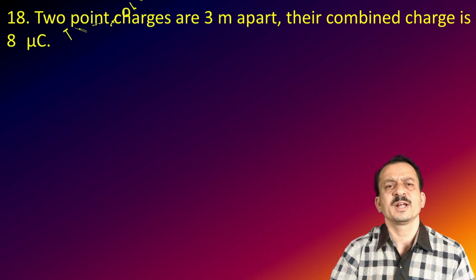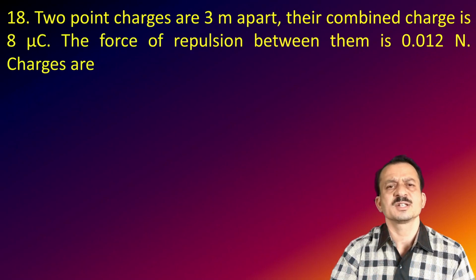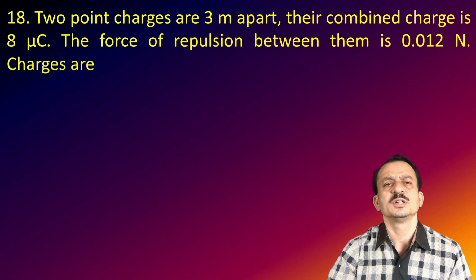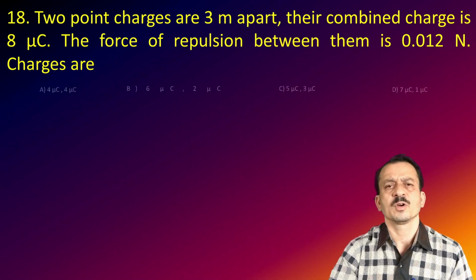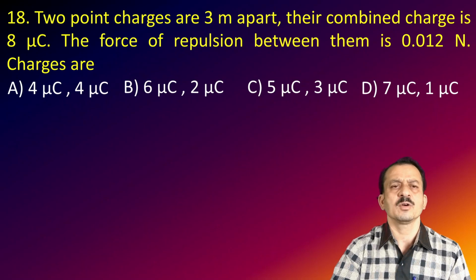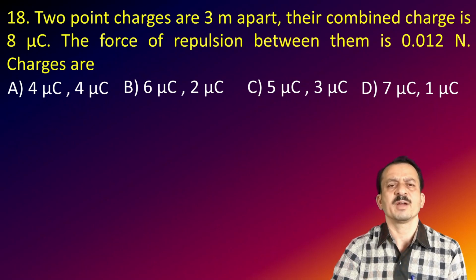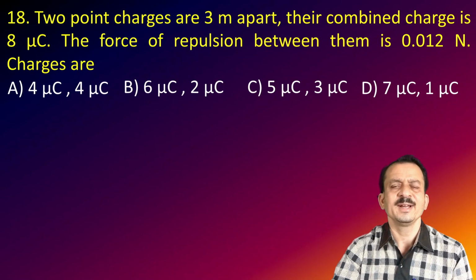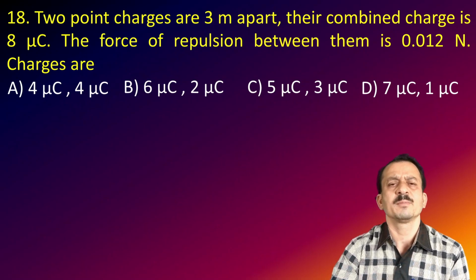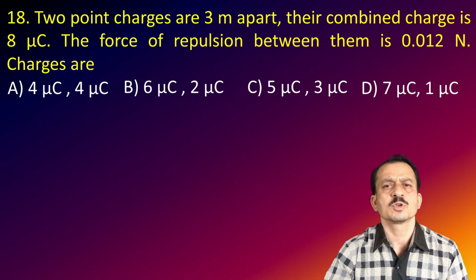Two point charges are 3 meters apart. Their combined charge is 8 microcoulomb. The force of repulsion between them is 0.012 Newton. The charges are: options A, 4 microcoulomb and 4 microcoulomb; B, 6 micro and 2 micro; C, 5 microcoulomb and 3 microcoulomb; D, 7 microcoulomb and 1 microcoulomb. Here 2 point charges are given. They are separated by a distance of 3 meter. The force of repulsion between them is given as 0.012.